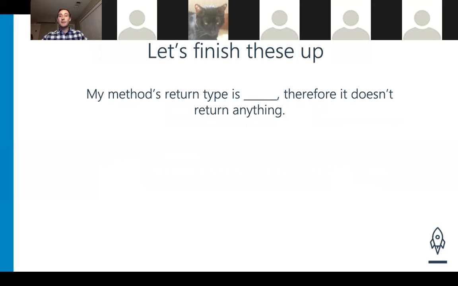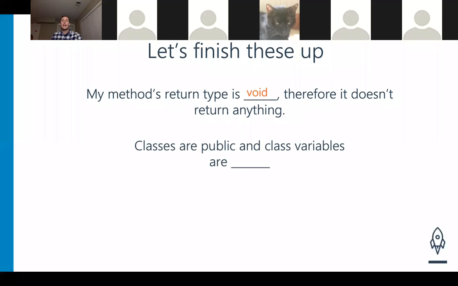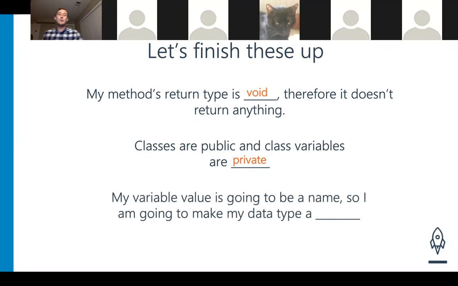My method's return type is blank. Therefore, it doesn't return anything. What would this blank be if we were finishing this statement? Void. Very good. Void. Awesome. All right, so classes are public and class variables are? Private. Fantastic. And then my variable value is going to be a name. So I'm going to make my data type a what? String. Fantastic. Everyone get a virtual high five.